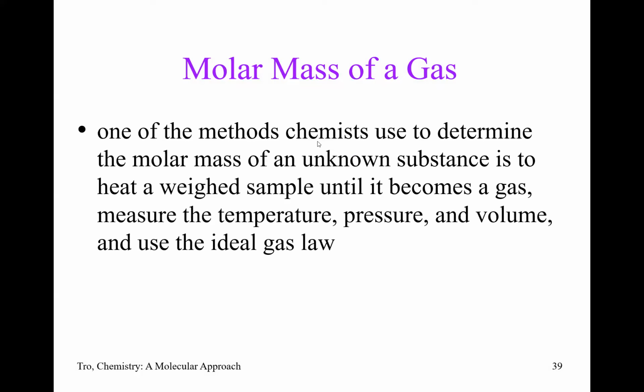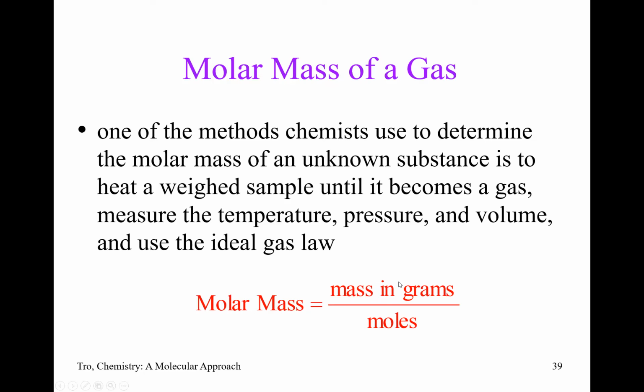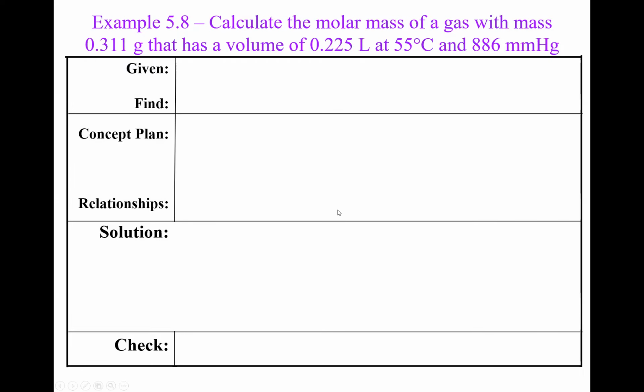All right, one of the methods chemists use to determine the molar mass of an unknown substance is to heat a weighed sample until it becomes a gas, measure the temperature, pressure, and volume, and use the ideal gas law. This is an old way of doing this. I've never done this, but it is possible to figure out the molar mass of things. This is like a sundial versus a digital clock. We have much more fancy electronic ways, but this is one of the ways they used to do this before computers. The molar mass is the grams divided by the moles. And so this is just going to be one of these problems.